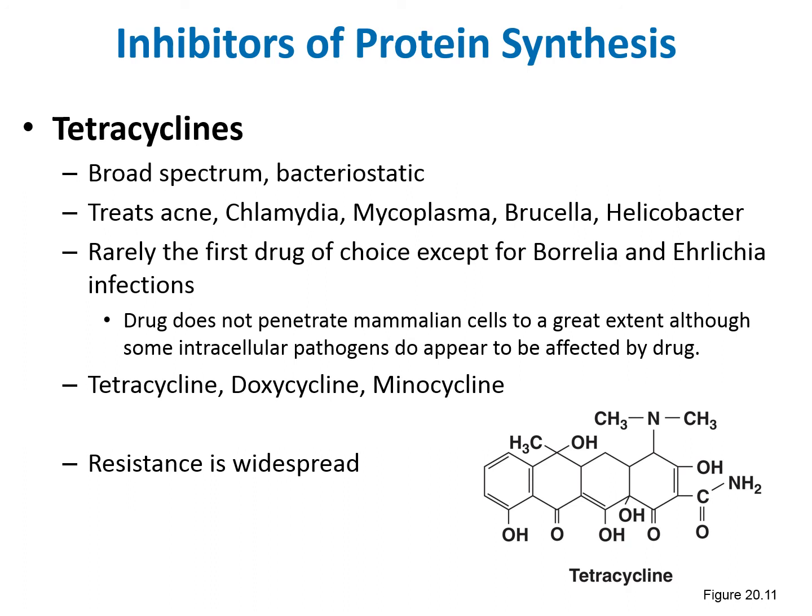But in the case of Borrelia burgdorferi, the bacterium that causes Lyme disease, and in the case of Ehrlichia, which is an intracellular parasite that's transmitted by ticks, and it is bacterial, this is actually the first drug of choice. So interestingly, your tetracyclines don't, as far as we know, penetrate mammalian cells, but they do appear to kill intracellular pathogens, again, like Ehrlichia. So this antibiotic can be used for treating that type of bacterium.